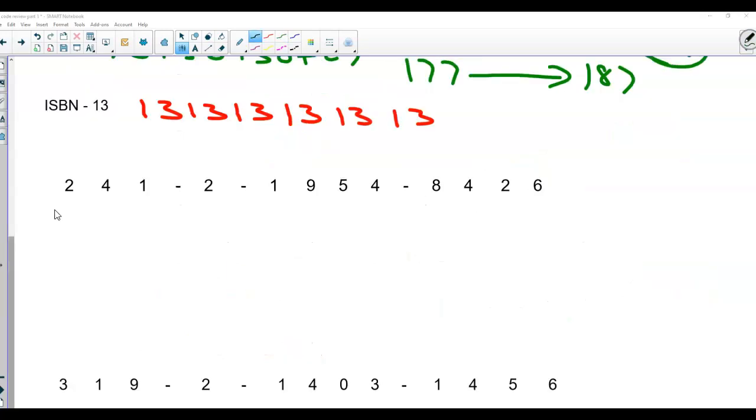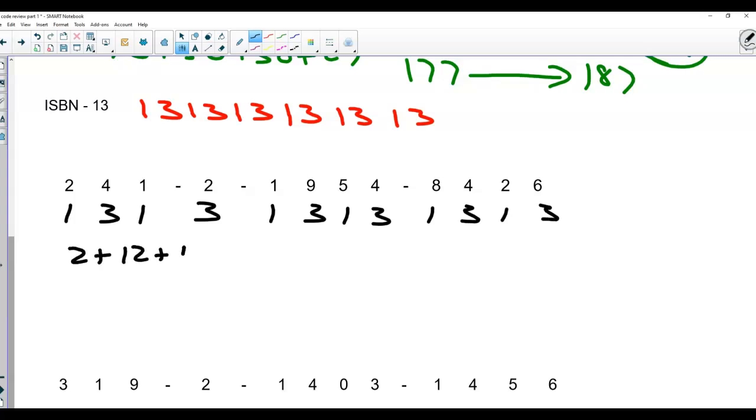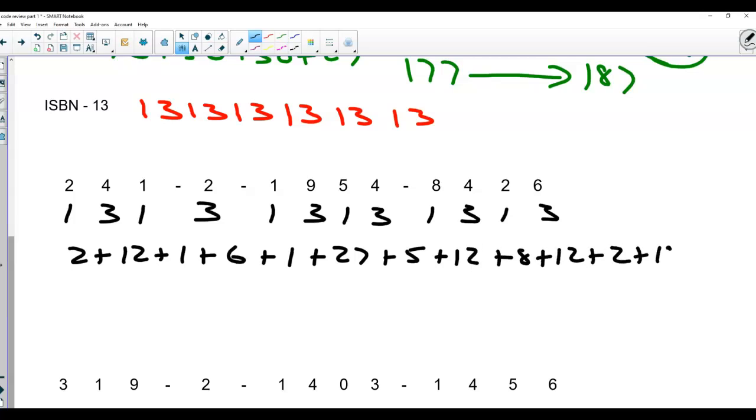ISBN-13. 1, 3, 1, 3, 1, 3, 1, 3, 1, 3, 1, 3. 2, 12, 1, 6, 1, 27, 5, 12, 8, 12, 2, and 18. Okay. Check it a second time. So 2, 12, 1, 6, 1, 27, 5, 12, 8, 12, 2, and 18. That all works.